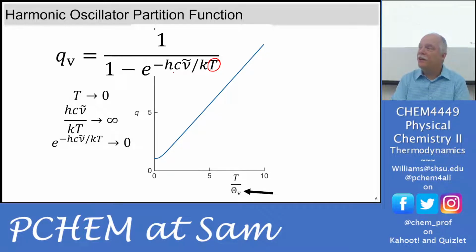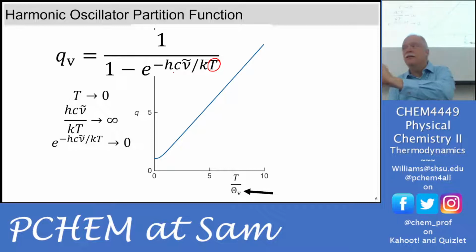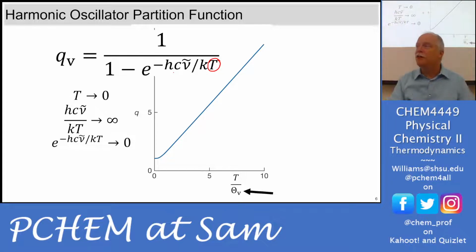If you don't like e, make it 10. Okay. What is 10 to the minus 5? It's a small number. 10 to the minus 10, even smaller. 10 to the minus 1,000, really small. 10 to the minus infinity, 0. So something to the minus infinity is going to be 0.